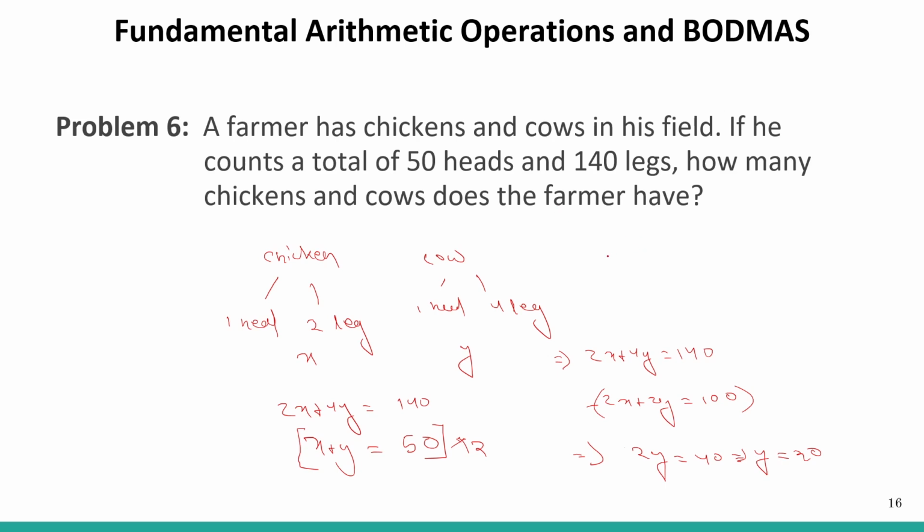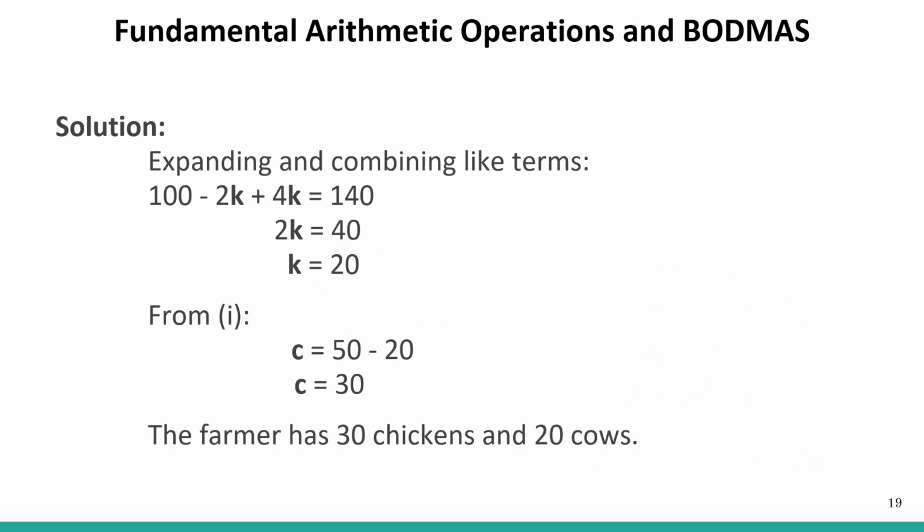So what we can figure out from here is, since there are 20 cows, x plus y is equal to 50. This implies that x is equal to 50 minus 20, which is 30. Okay, so 30 will be the correct answer, and 20 will be also. Number of chickens is equal to 30, and number of cows is equal to 20. So let's see the answer. Okay, 30 is the number of chickens and 20 is the number of cows.